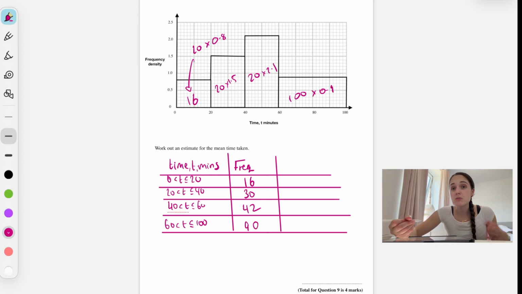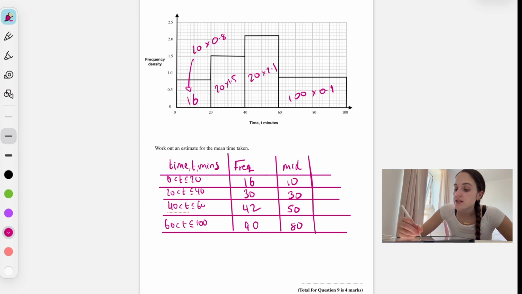So to work out the mean from a group frequency table, we need to work out the midpoints for each one. So if I work out the midpoints, that midpoint is going to be the representative for each class. So 0 to 20, that's 10, 20 to 40, that's 30, 40 to 60, that's 50, 60 to 100, that's 80. So now what I'm going to do is I'm going to work out the frequency times the midpoints for each one to work out what the total time is for each one.